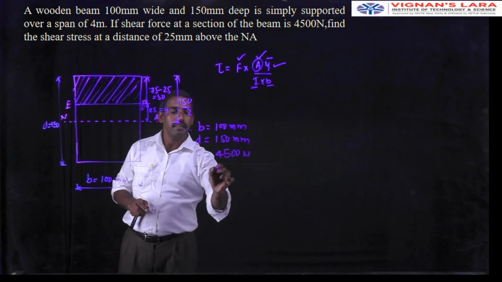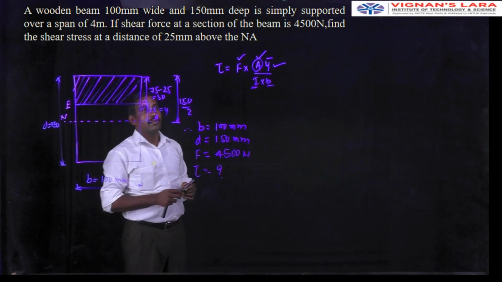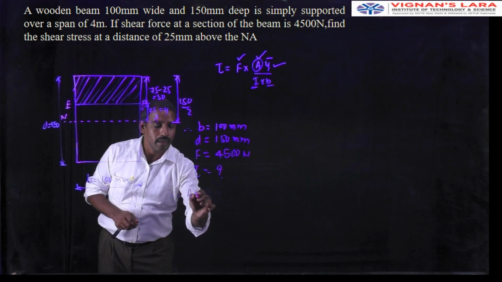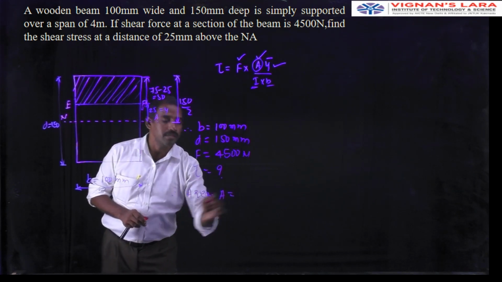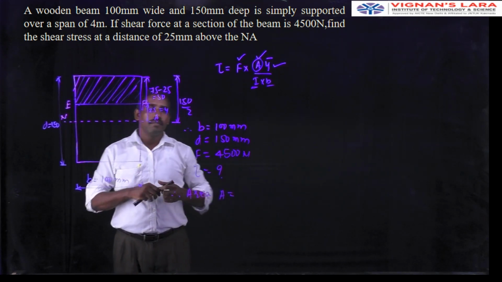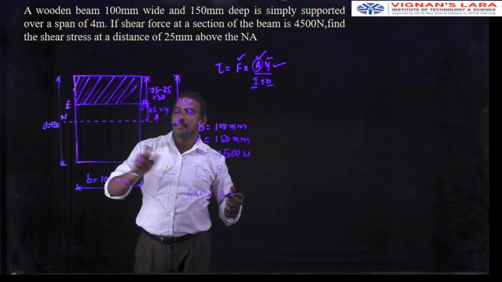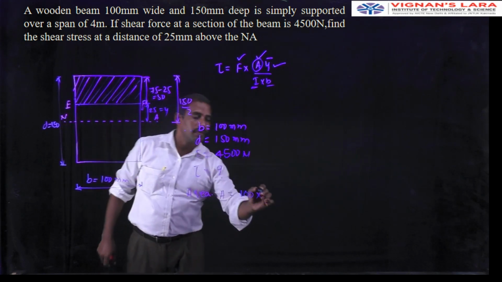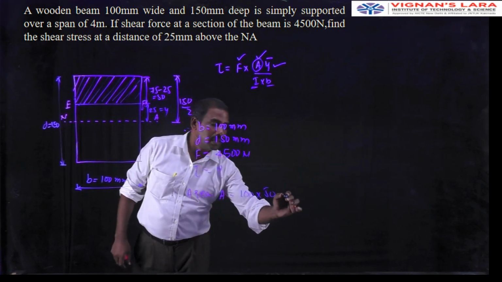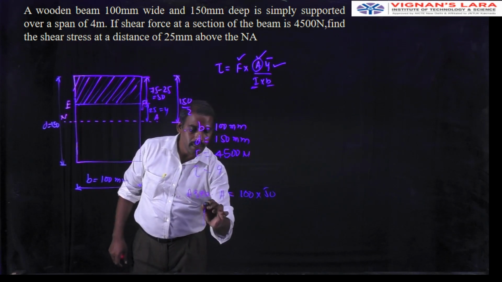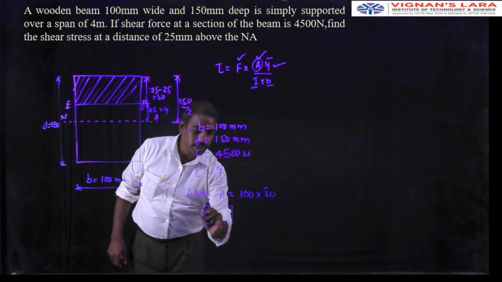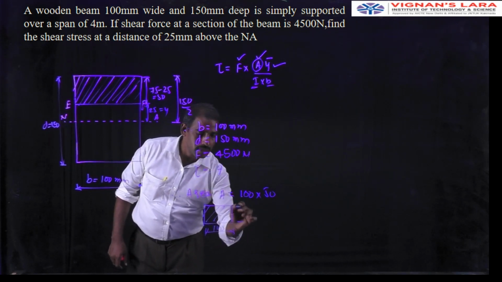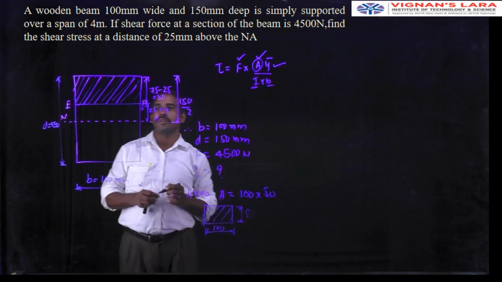So we have to calculate the stress. For that, initially we have to find out the A value. Therefore area capital A is equal to 100 into 50. So for better understanding, we considered only the hatching portion. This is 100, this is 50. This is one important point.